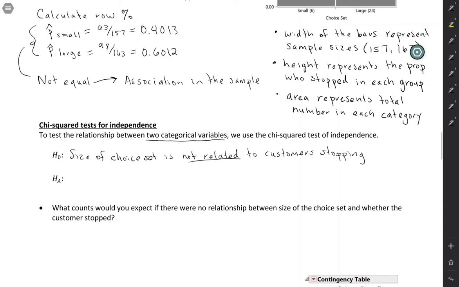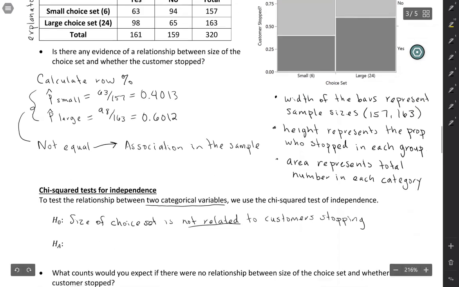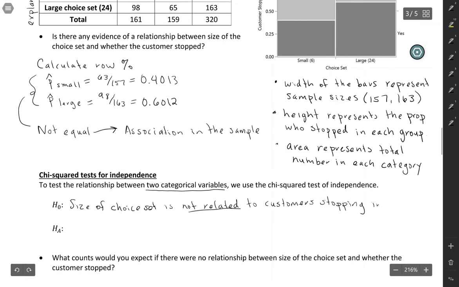So obviously we don't need a test to tell us what happens in the sample, right? We already know that there's an association in the sample. So this is about what is going on in the population, right? Is there a long run relationship between these two variables? Okay, and then the alternative is that the size of the choice set is related to customer stopping, and again in the population.